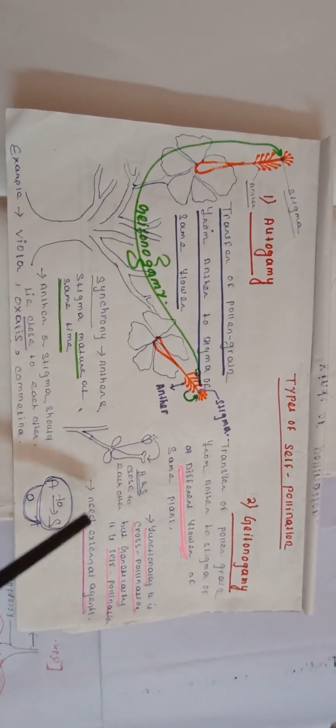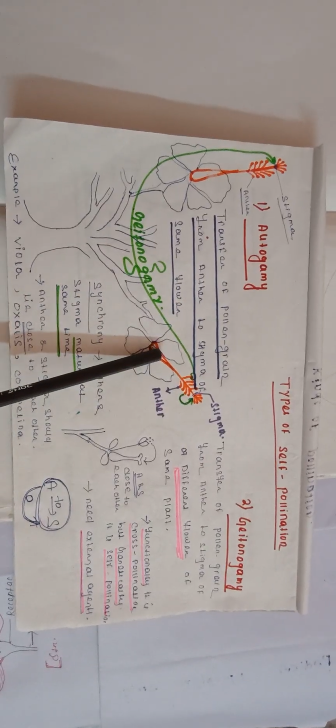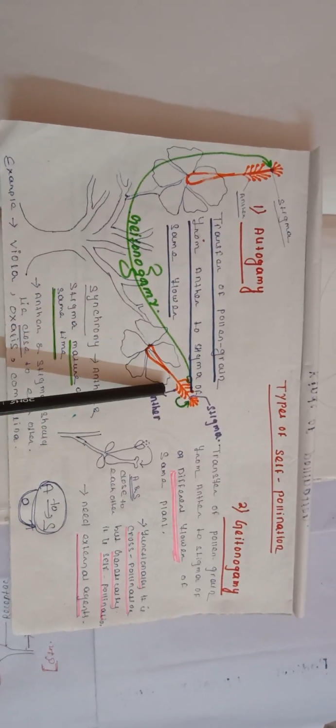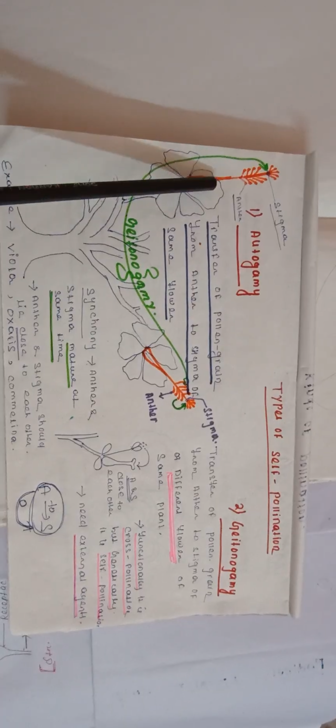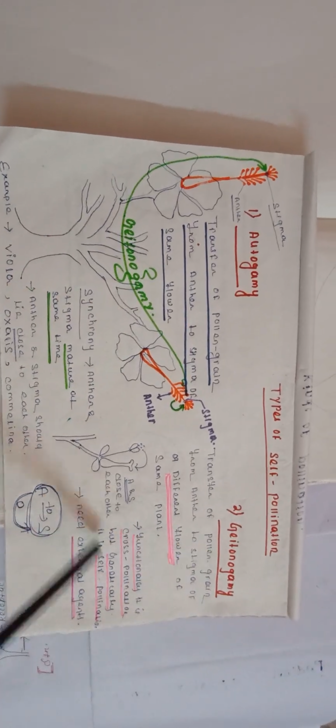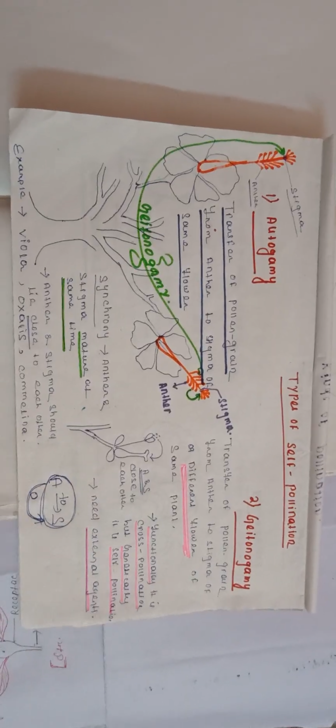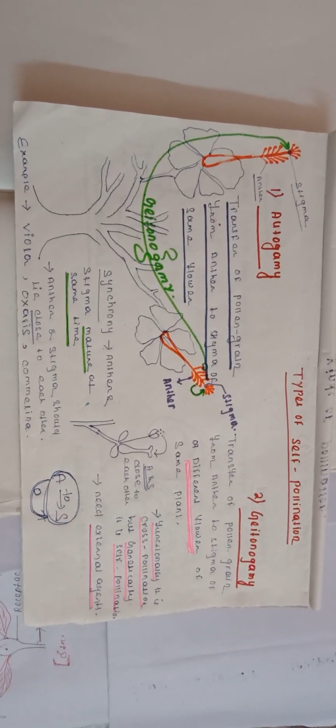Heterogamy needs external agents because the anther comes to the stigma of another flower. So heterogamy needs external agents for pollination. This is the types of pollination.